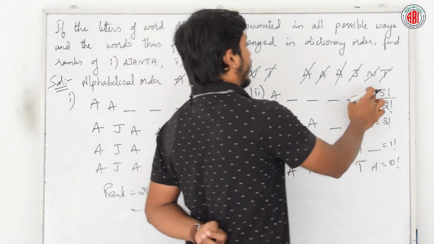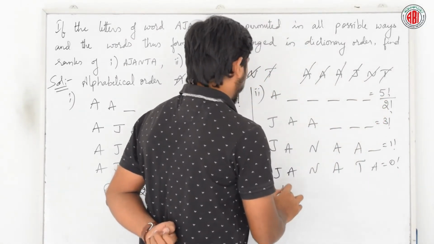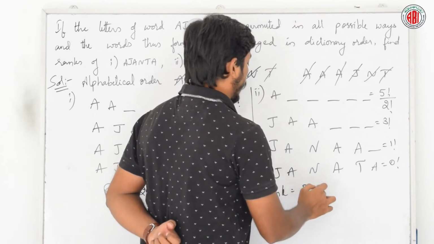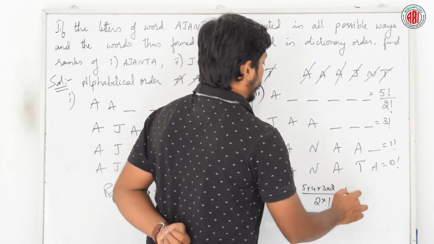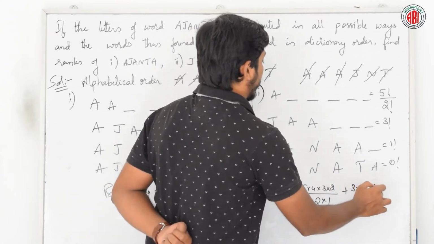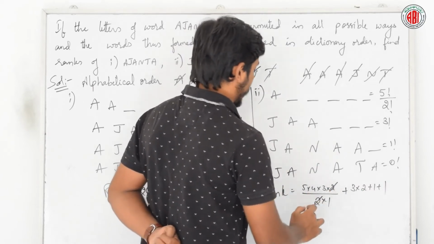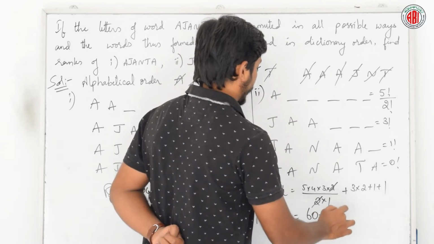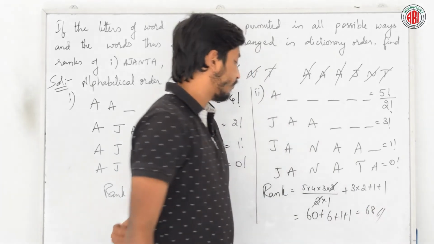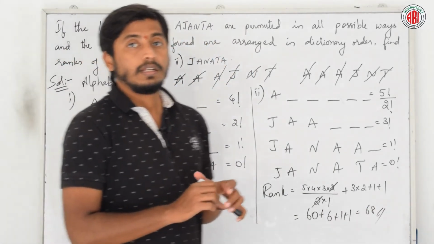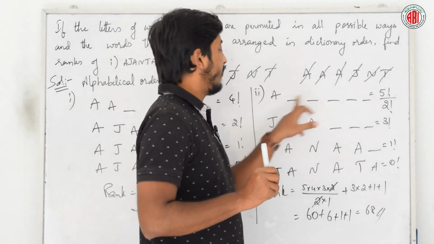Now if you observe here, 5 factorial by 2 factorial is 5. Therefore the rank is 5, 4, 3, 2 divided by 2 into 1, plus 3 into 2, plus 1, plus 1. These both will get cancelled. 5 4s are 20, 2 3s are 60, plus 6, plus 1, plus 1. That is 68. Is it right? So the better thing we have to remember here is, since it is repeating, we need not write A again and again.